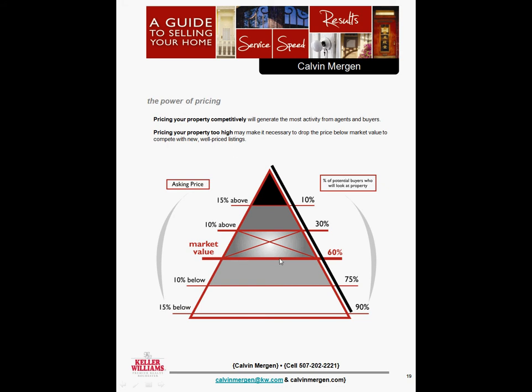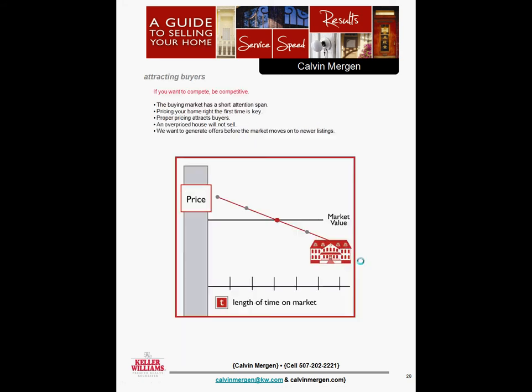And again, that's kind of what this is showing as well, power of pricing. The market value, if you're there, you'll capture about 60% of the buyers looking at the properties. Now, if you go above, you're going to be down to about 30%. You go 15% above market value, you're looking at only getting 10% of potential buyers to see your property. If you go below market value, again, just shows them how crucial pricing is. And you're looking at, if you go 15% below, you could be generating 90% of those potential buyers to look at your property. So that's just what that's showing.